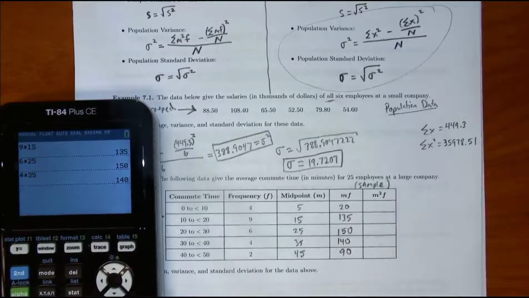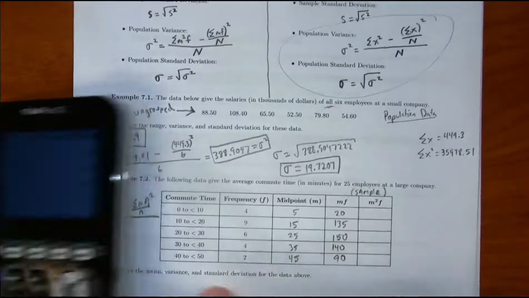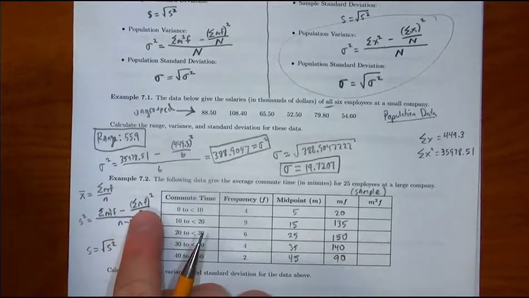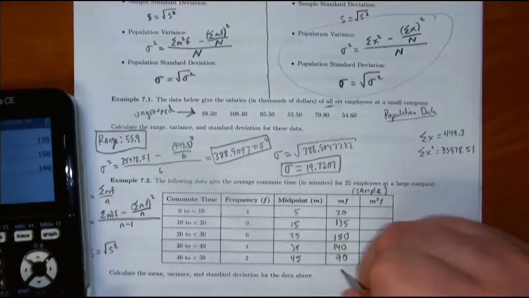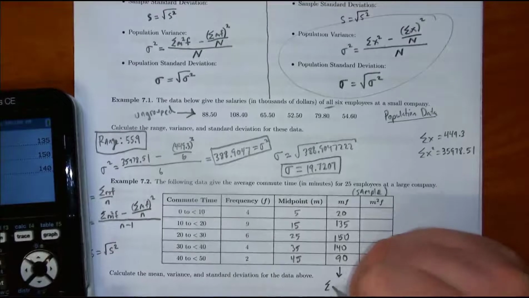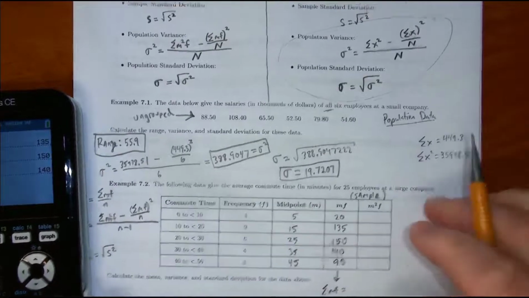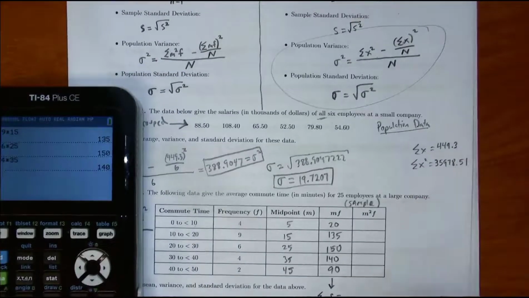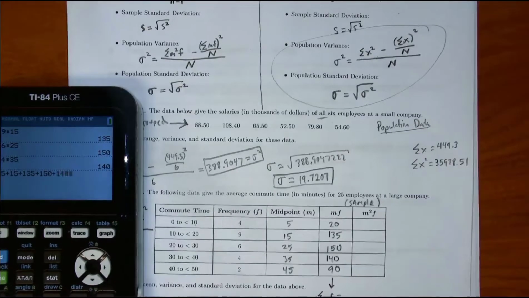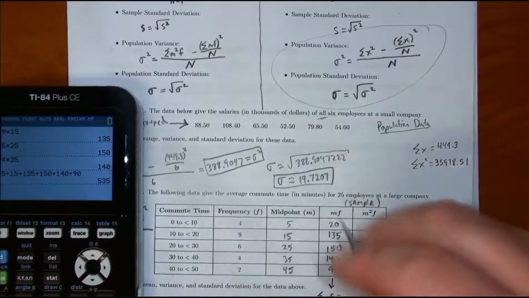Now, why do we do that? Because we need the sum of the MFs. So the sum of the MFs is just that column added. So that's 5 plus 15 plus 135 plus 150 plus 140 plus 90. 535.